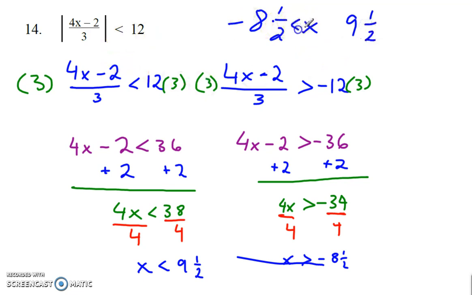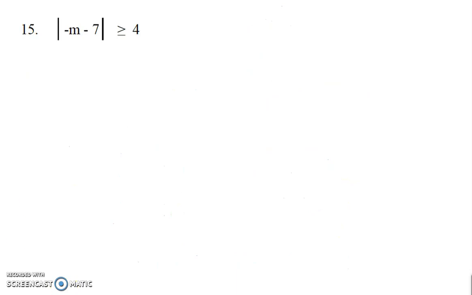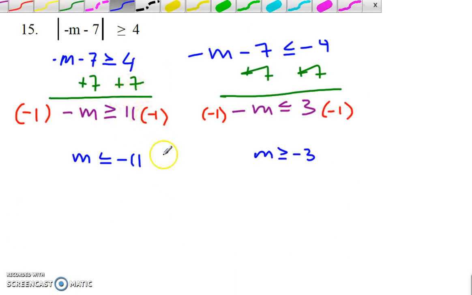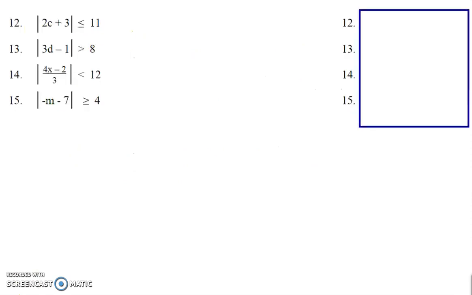Remember, your arrows have to point to the left. Let's make sure this is pointing at the -8. This is pointing away from the 9. All right, this one's not particularly difficult. Just after you've solved, notice the variable is negative, so remember the sign flippage when you multiply by -1. And this is an OR statement.